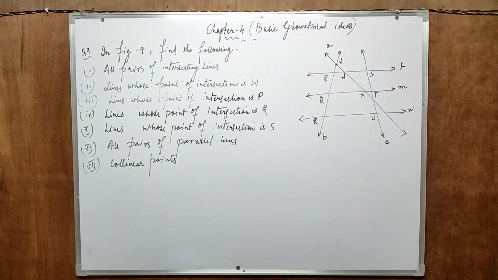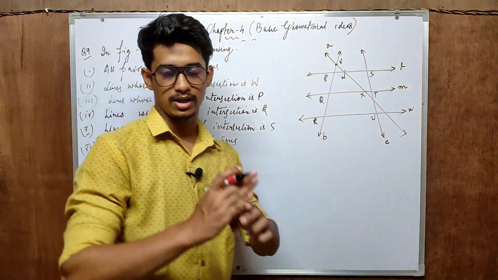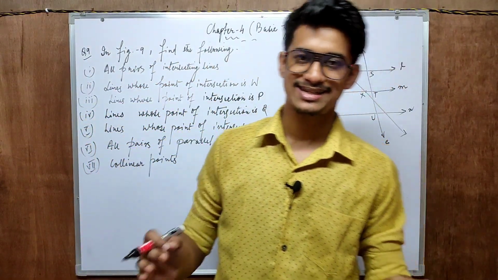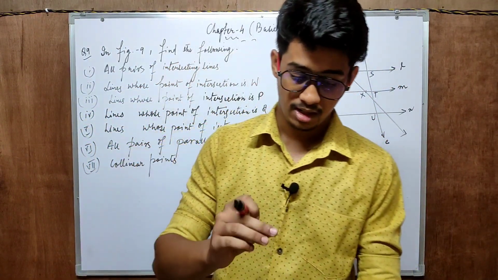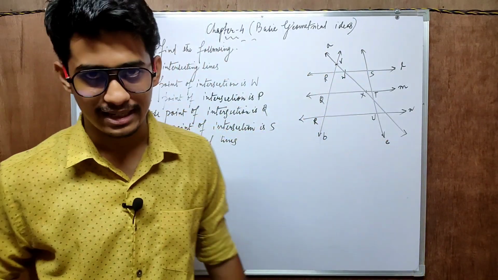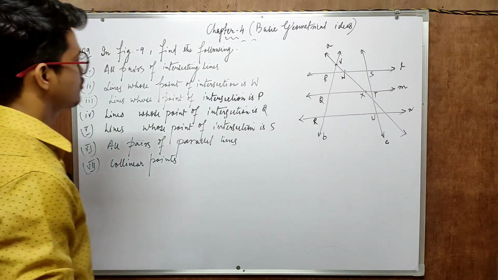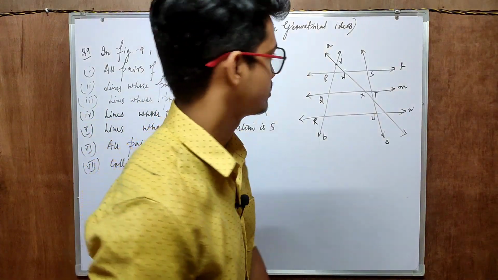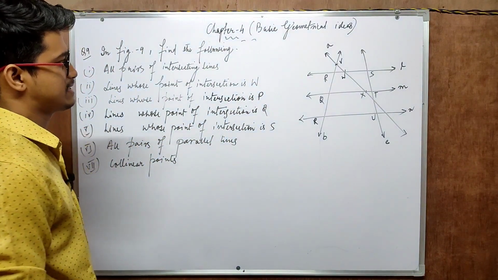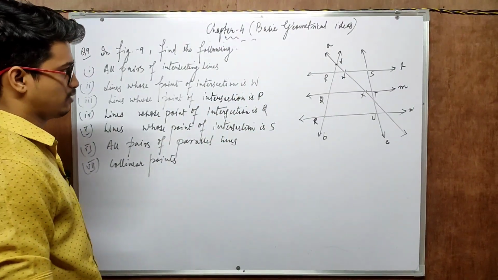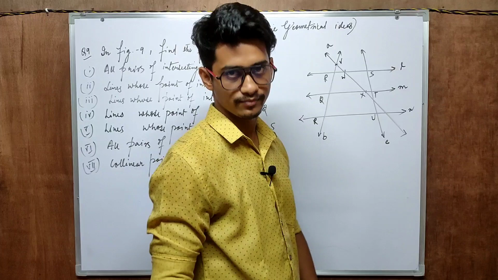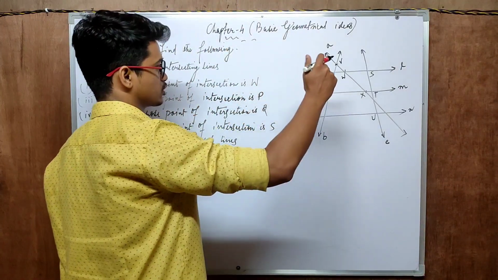Intersecting lines means two lines that cut at a certain point, any common point. That intersection point is the point of intersection. Here we have to find all pairs of intersecting lines. You can start from anywhere. So let's start.